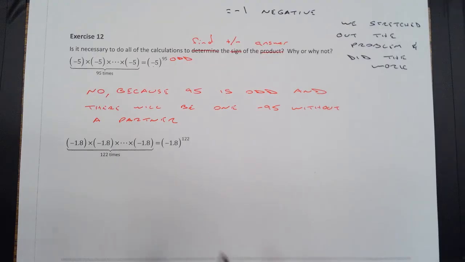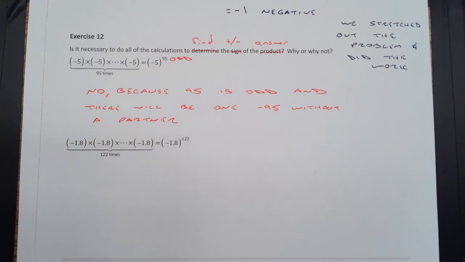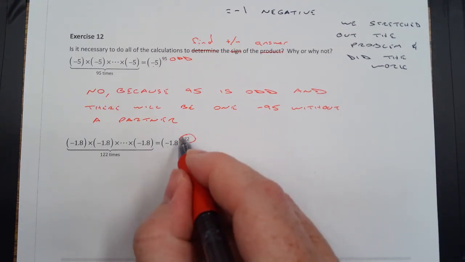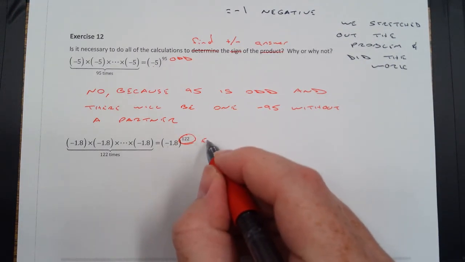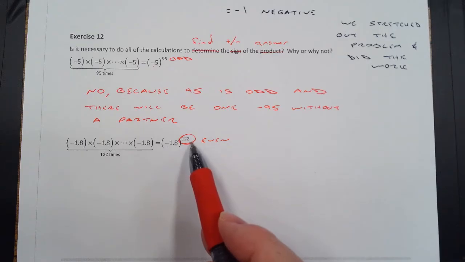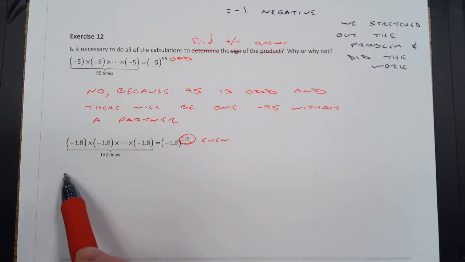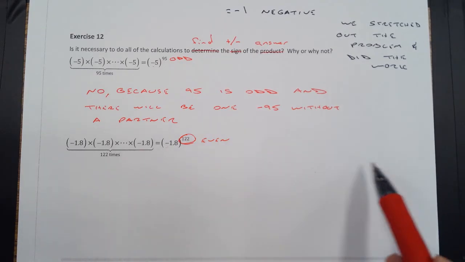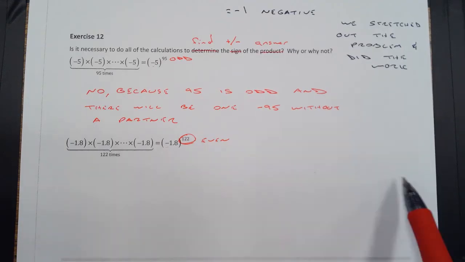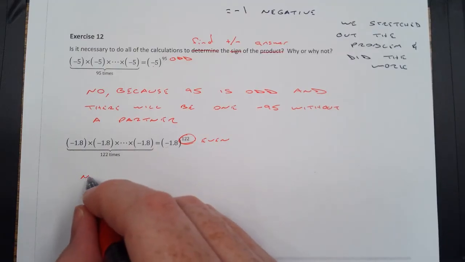Looking at the second part, we have a negative base. Is the answer with the negative base going to be positive or negative? Well, again, look at the exponent. 122 is an even number. So we know because it's even, every negative 1.8 we write down, if we write down all 122, and I'm going to need a few more pieces of paper, they are all going to be paired up. So do you have to do the work? No.